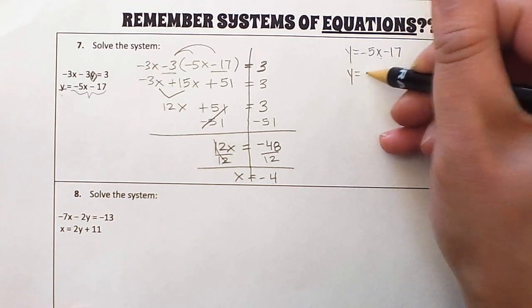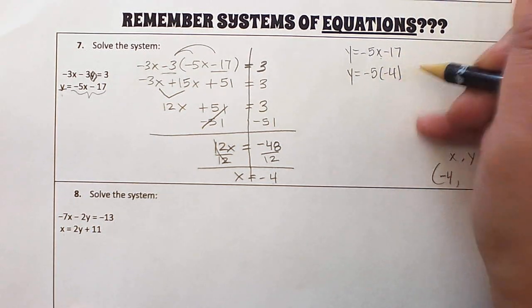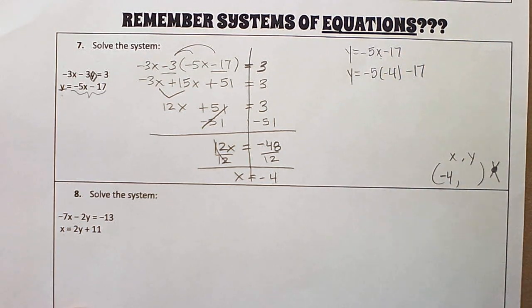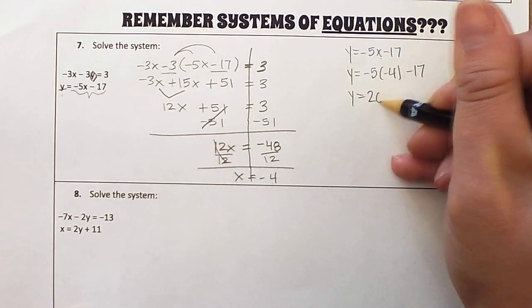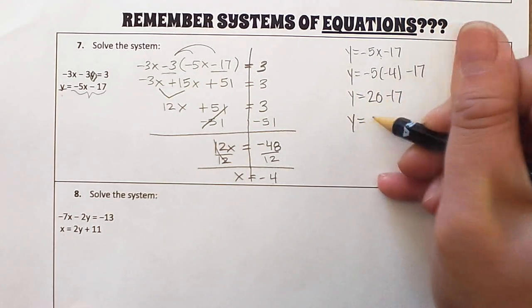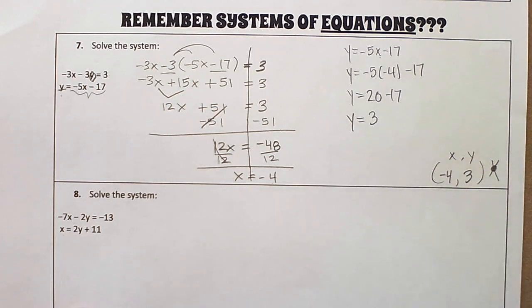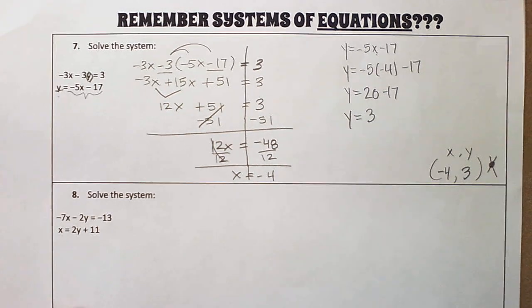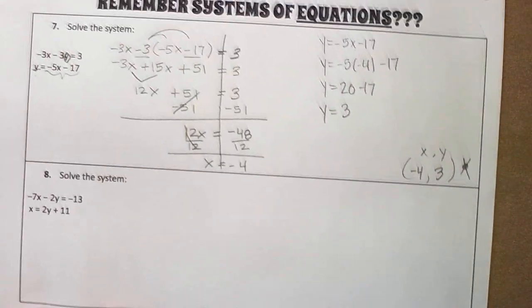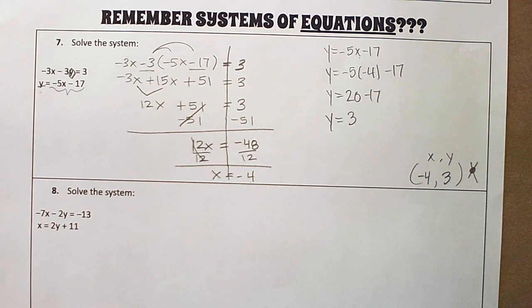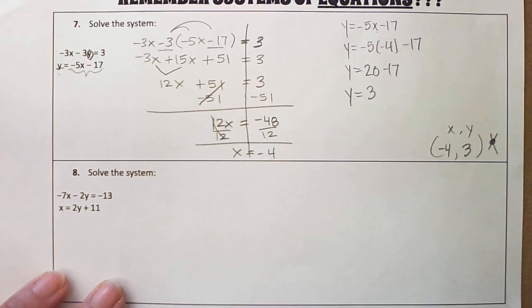So y equals negative 5 times negative 4 minus 17. Now I'm just going to use regular math. 20 minus 17, 3. Done. Sorry, that was fast.